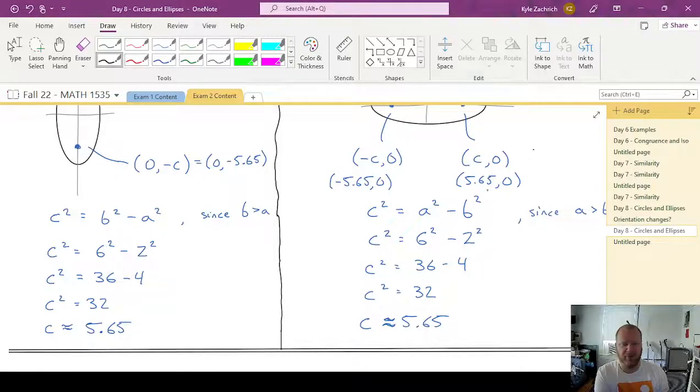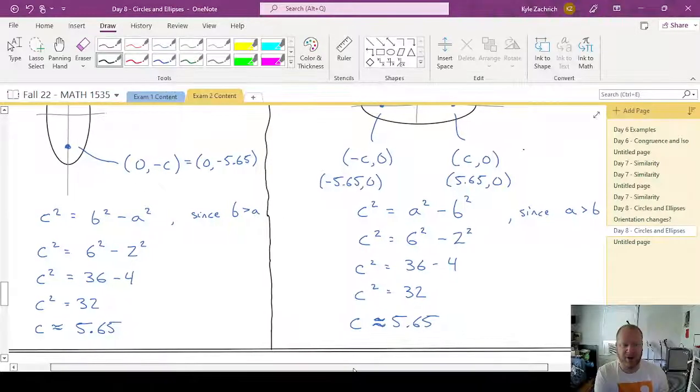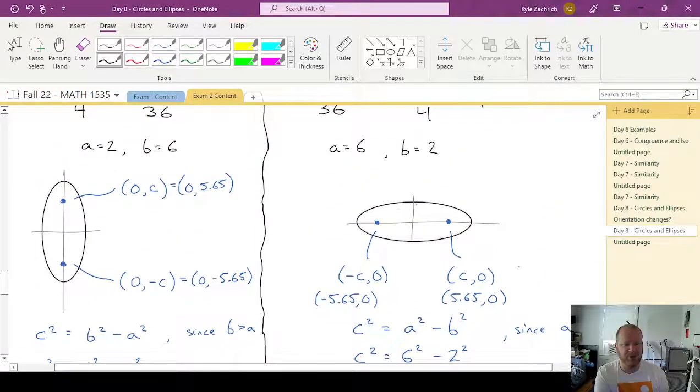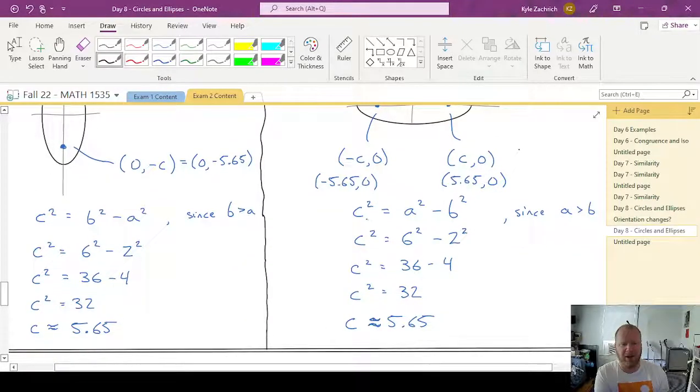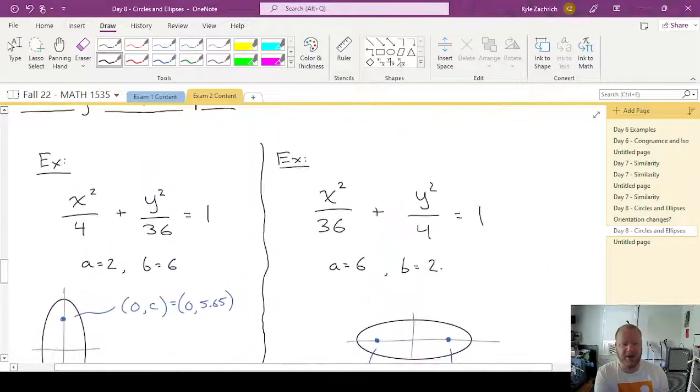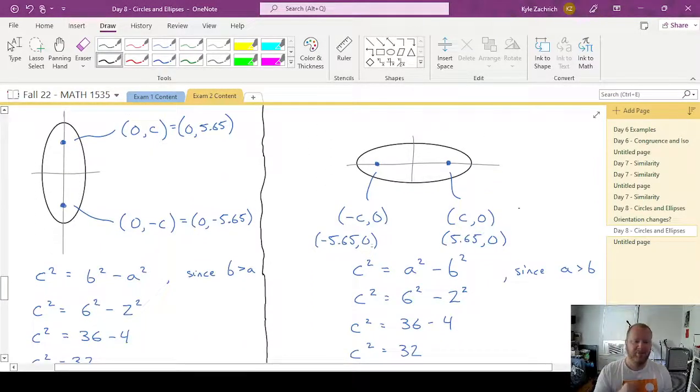And over on the right-hand side, this is the case where A is greater than B, so a horizontal ellipse. And if I solve for it, here A is 2 and B is 6, and then over here A is 6 and B is 2. So I actually end up getting the same number, but the way that I apply it is now those are the x coordinates. So negative 5.65 and 5.65 are my x coordinates, and here they're my y coordinates over on the left.